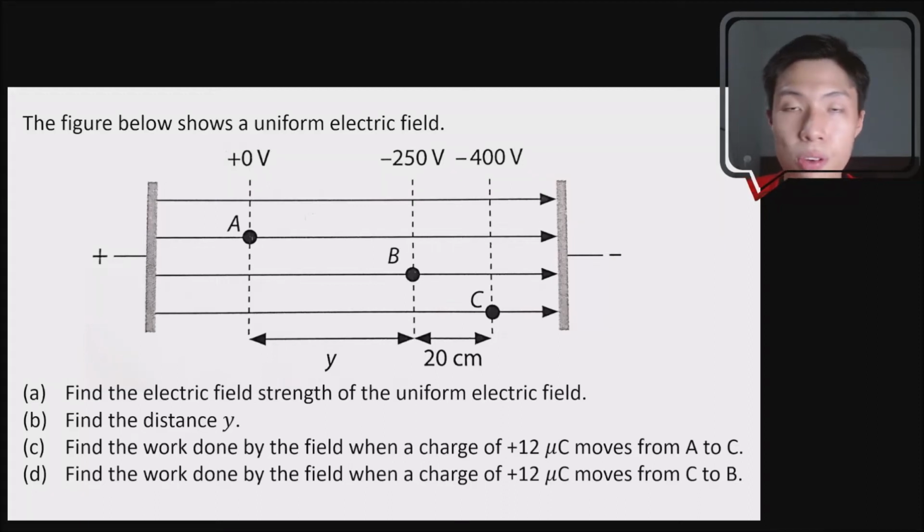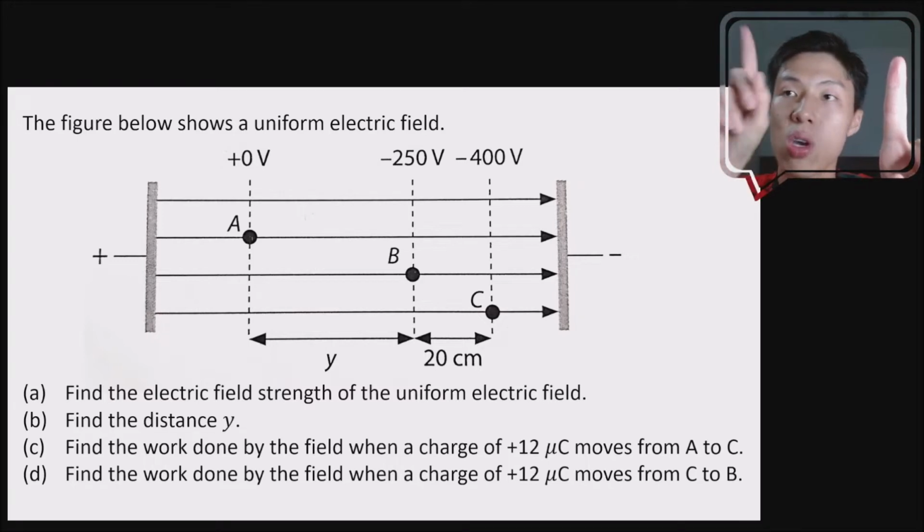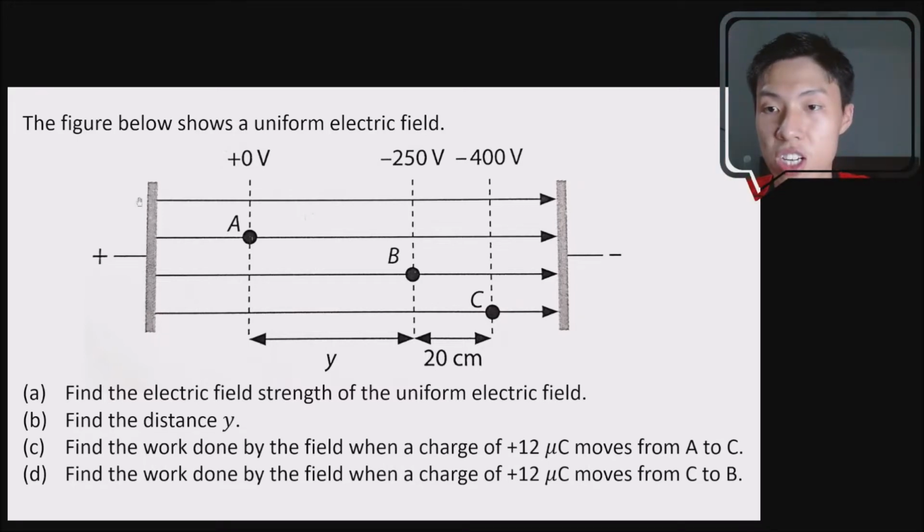Let's apply what we have learned about uniform electric field in this example. So the figure below shows a uniform electric field. If you see a pair of parallel plates arranged in parallel and oppositely charged, one positive, one negative, like this situation, then in between the positive and the negative plates, there will be an electric field produced by this pair of parallel plates.